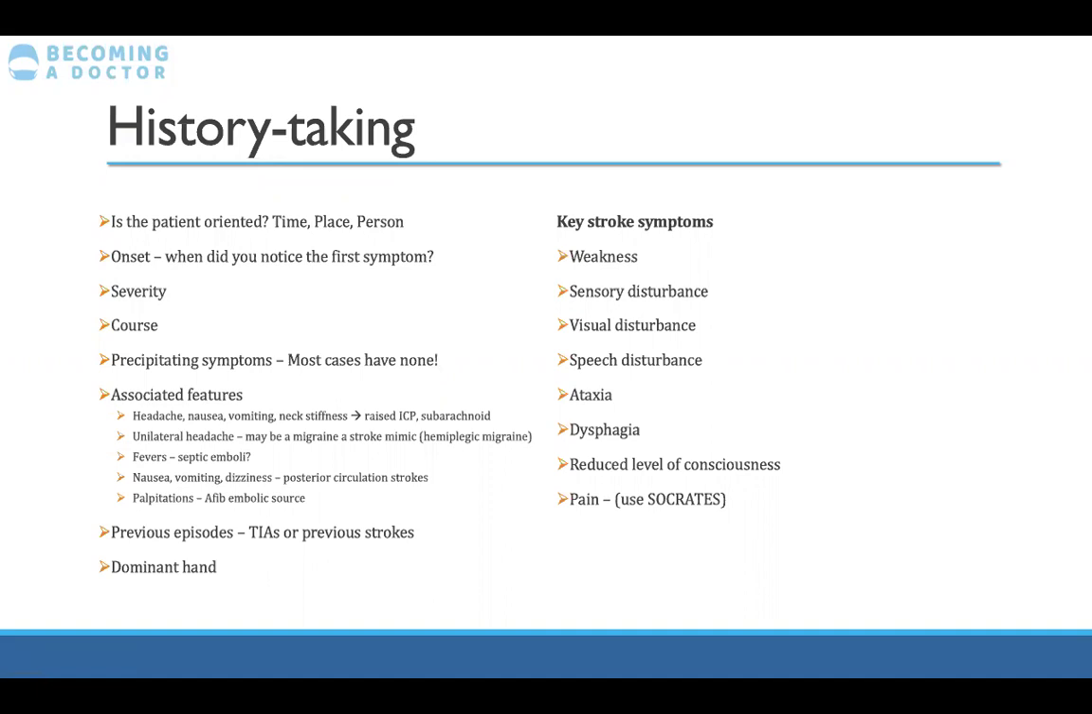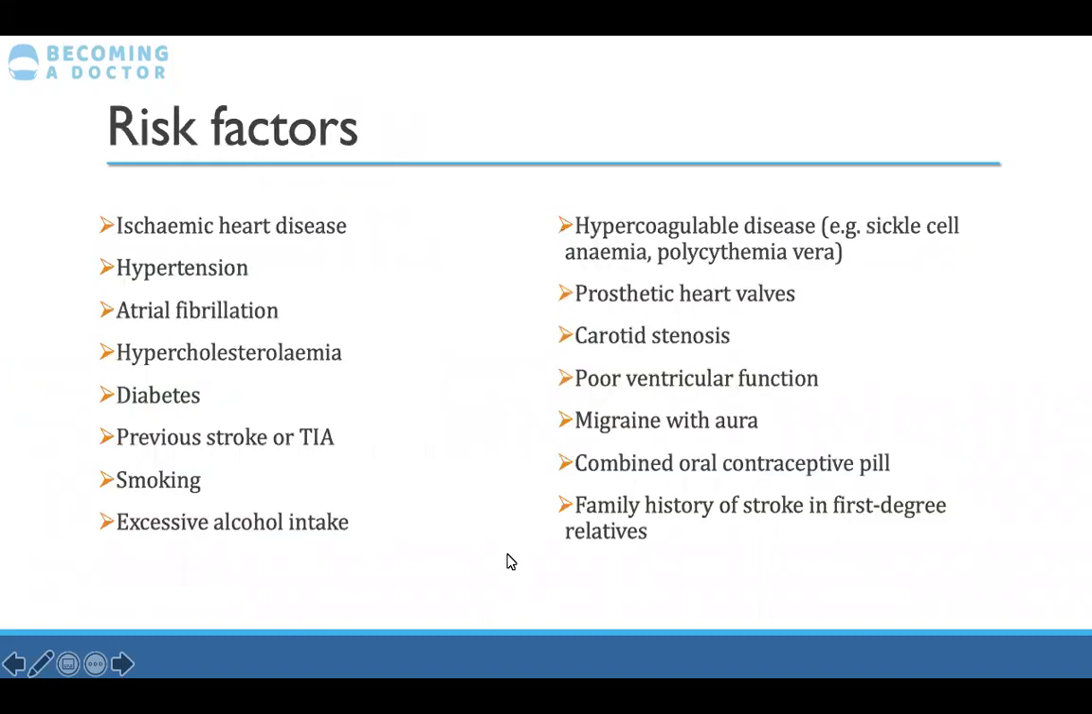Then thinking about key stroke symptoms, what you might be looking out for: motor weaknesses, sensory disturbances, visual disturbances, speech problems, as I've already said, ataxia, which is movement and proprioception dysfunction, dysphagia, meaning problems with swallowing, reduced level of consciousness, and pain. When you have pain, use your SOCRATES method to take a further history on that.